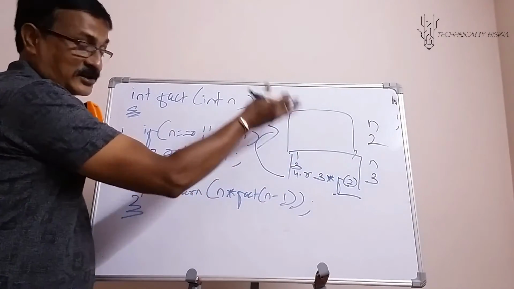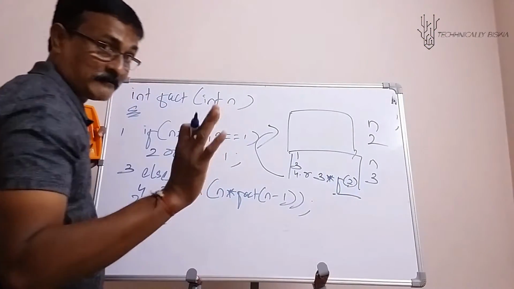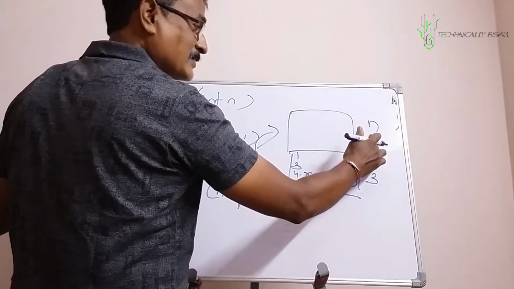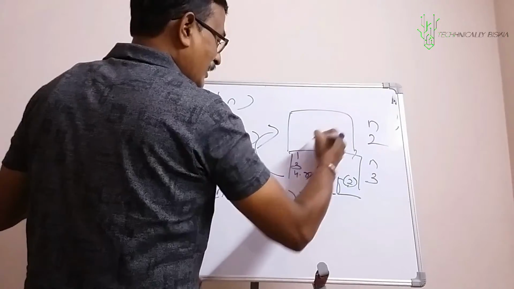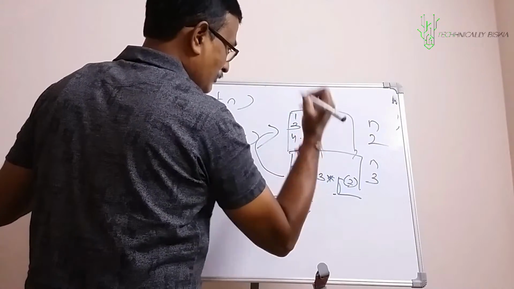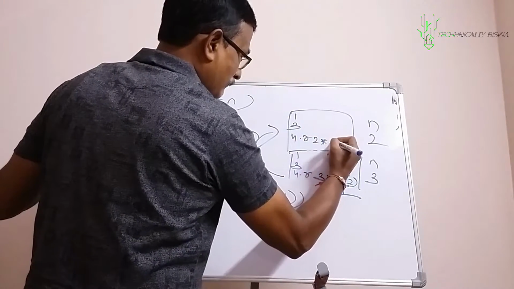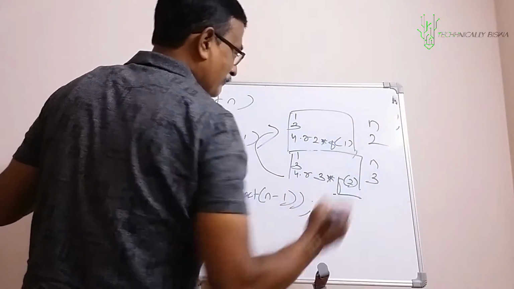Understand how this stack creation is taking place because of this function call. And mind it, this line is not yet completed. So here what happens? N gets a value 2. Here again line number 1 is false. Line number 3, line number 4. Line number 4 is what? Return 2 into fact of 1.